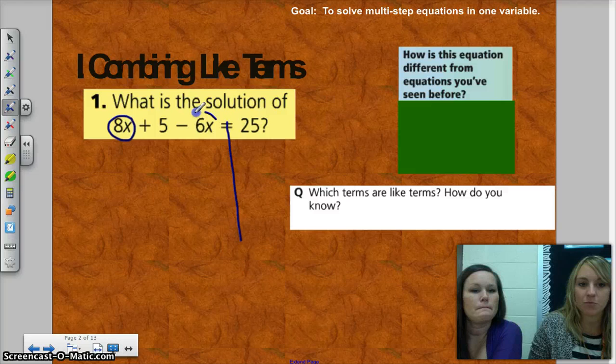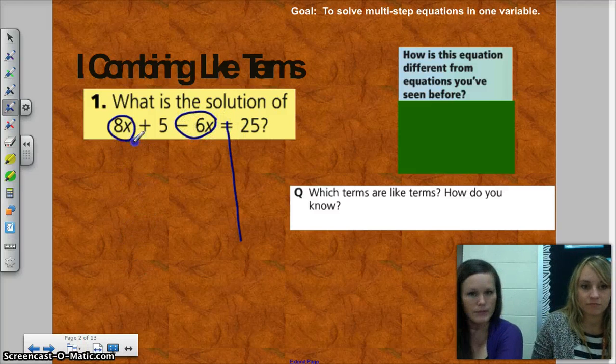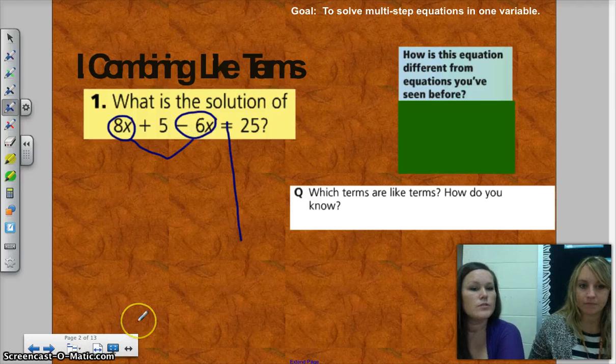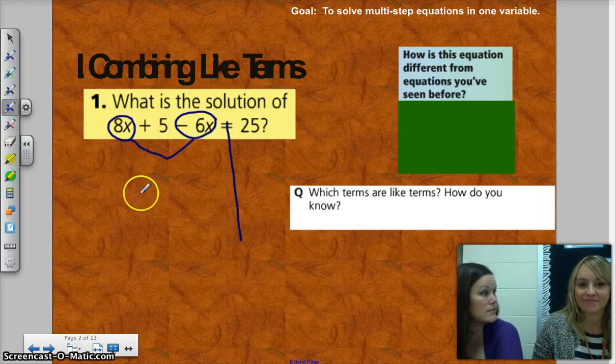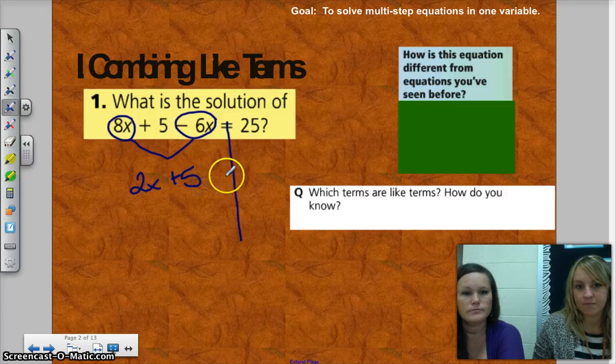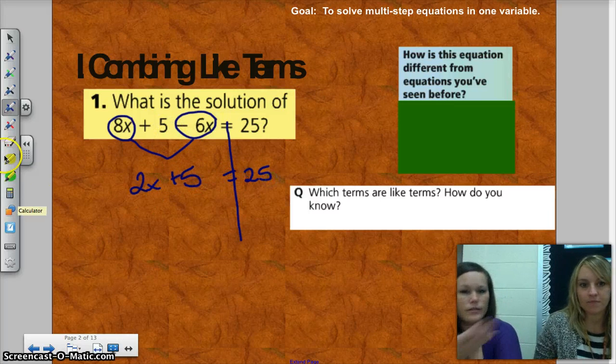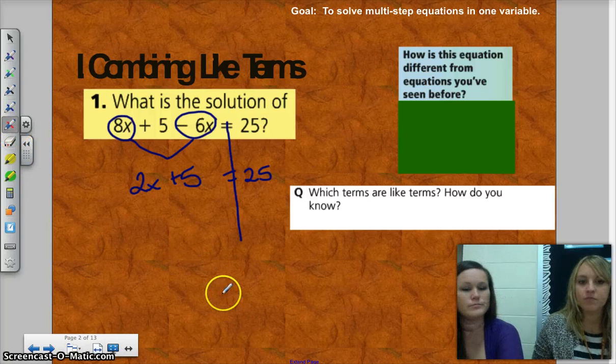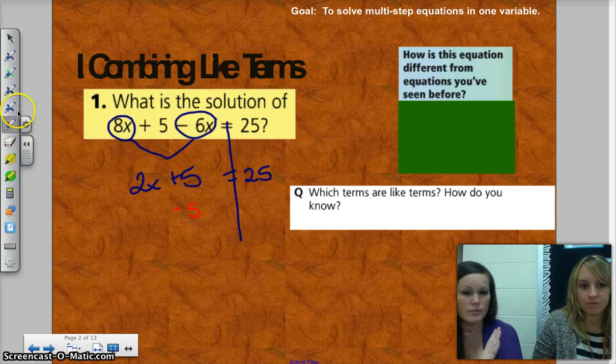Here's a 6x, but it's actually a negative 6x, because that could be plus minus or plus a negative. So we're going to do 8x minus 6x, 2x. Bring down my plus 5 equals 25. Now this looks just like what we've been doing all along. So get the x by itself, subtract that 5.